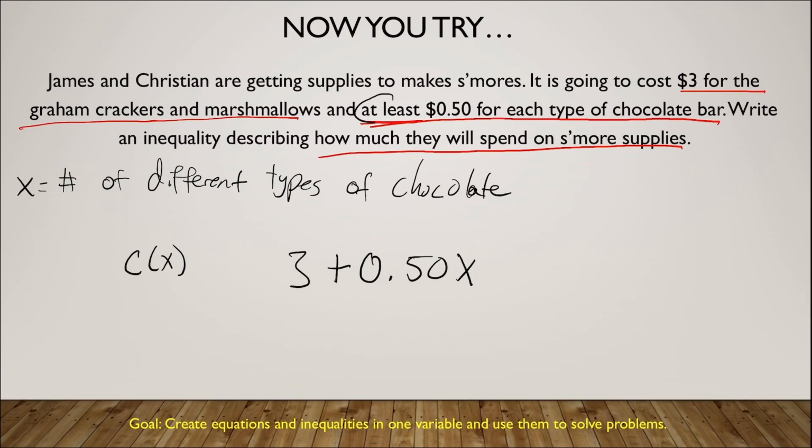Here's my keyword here: at least 50 cents. So 50 cents is the smallest amount that the chocolate bars could cost. They could cost more. So, since I know it's at least, I know it could be bigger than that. So that's the smallest it's going to cost, if every candy bar we got cost 50 cents, that would be my smallest amount. But it could cost more. So that's why the inequality is faced the way it is.